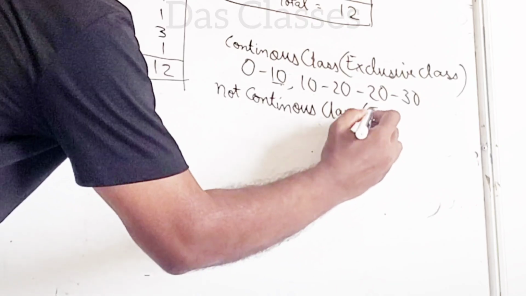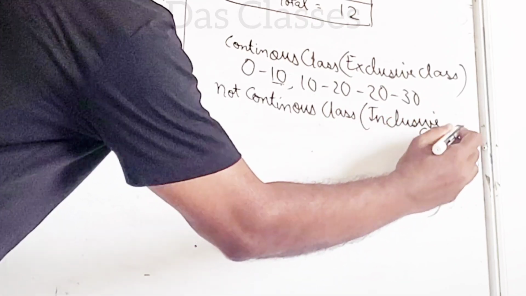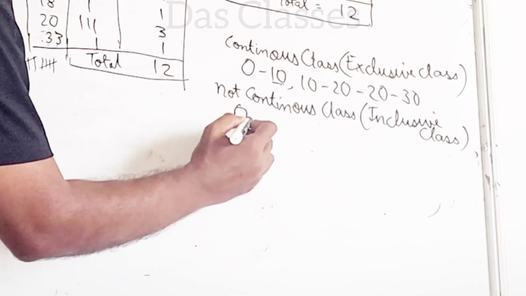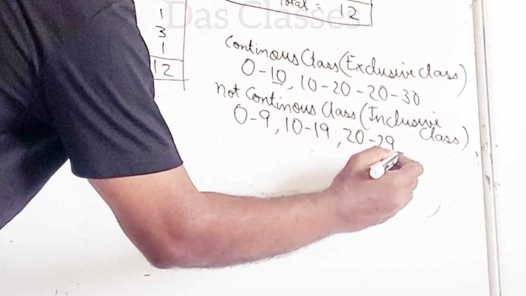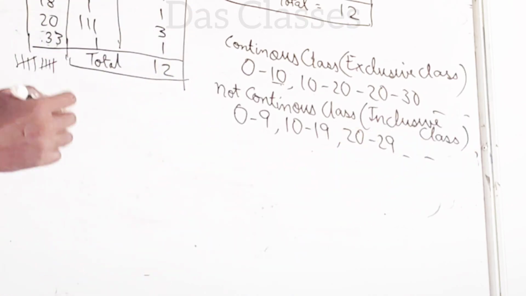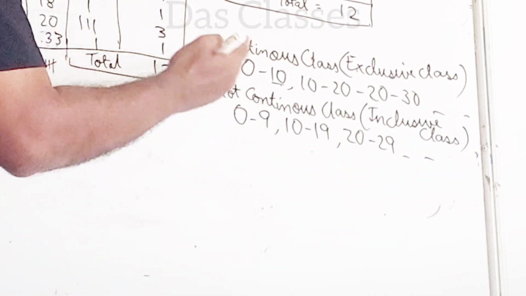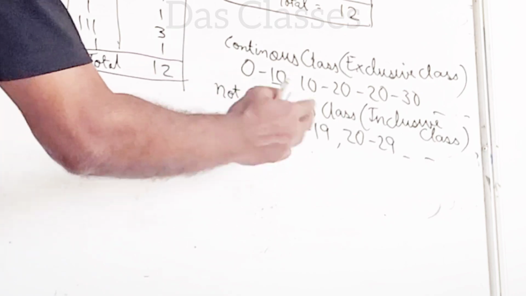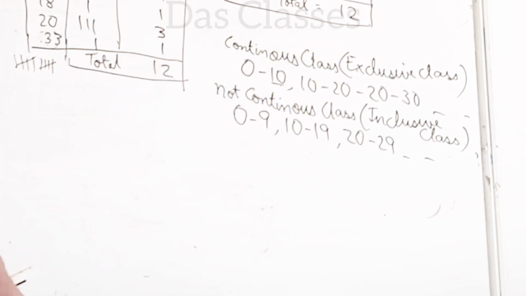While a not continuous class is also called an inclusive class, the values will be written in the form of 0 to 9, 10 to 19, 20 to 29, and that way. In this case, as you can see, all the values from 0 to 9 will be considered in the first class. In the second class, 10 to 19, all the values from 10 to 19 will be counted. This is how it is done in the case of inclusive classes.